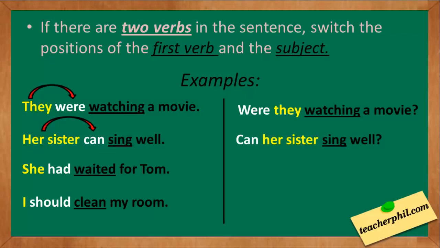She had waited for Tom. She is the subject and had is the first verb. Waited is the second. Switch she and had, making it, had she waited for Tom?